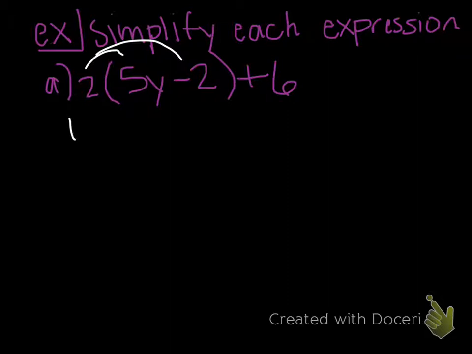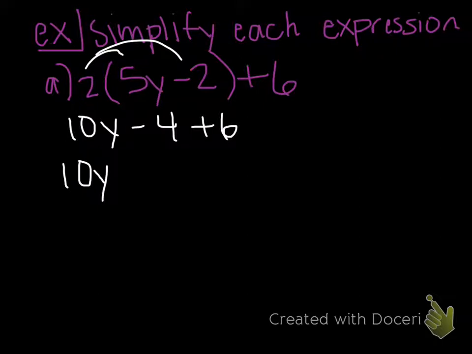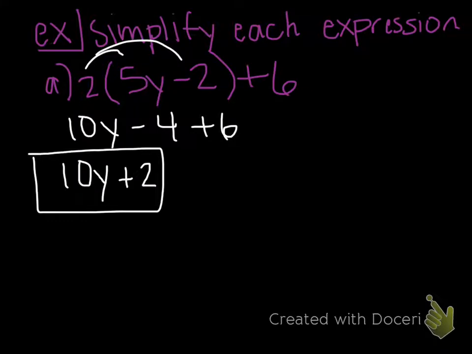When I distribute this, I get 10y minus 4 plus 6. So the variable that we have is y. The number of terms I have right now are 3. The number of terms that are considered like terms are the 4 and the 6. So when I put those together, negative 4 plus 6 gives me plus 2, and my answer is 10y plus 2. 10y and 2 are not like terms because they don't have the same variable, so that is as far as we can go.